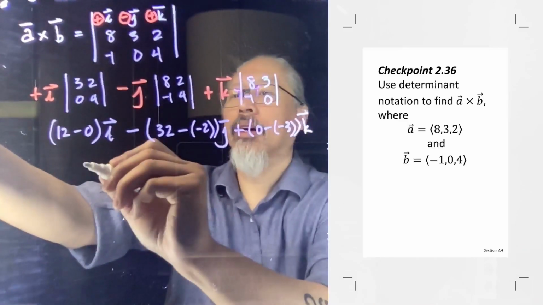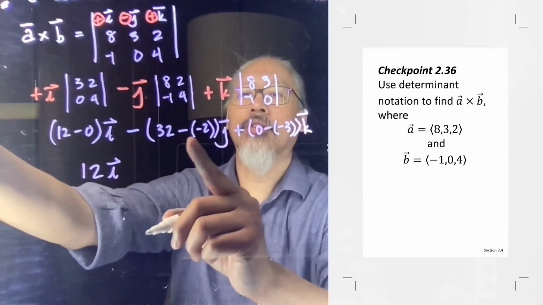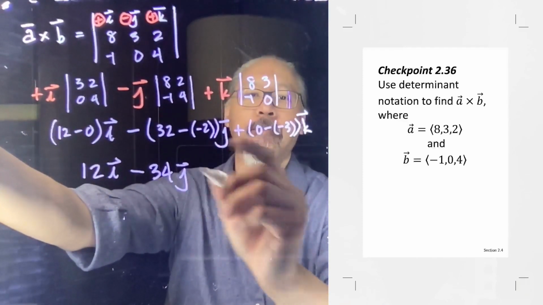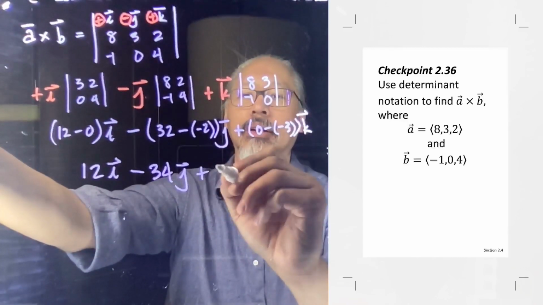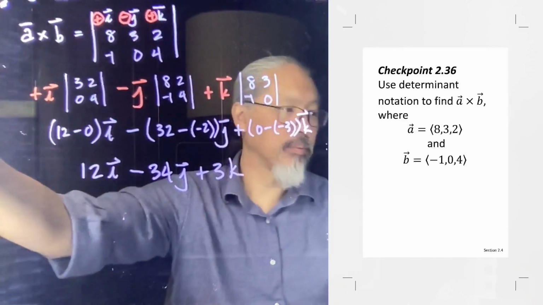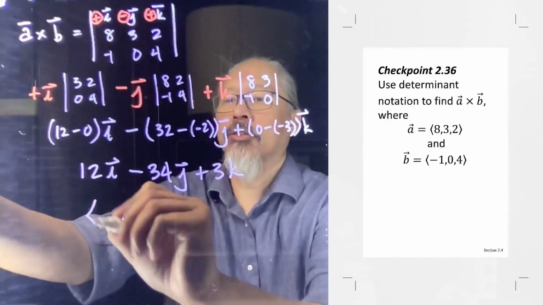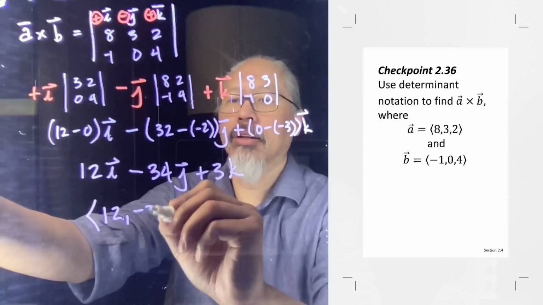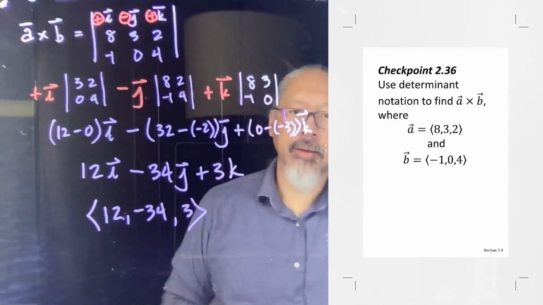And then we just simplify. We got 12I, and then this is going to be 34 with a negative, and then this is going to be negative of negative, so +3 in the K direction. Okay, we could be good with this. If we want to write it in component form using our other vector form, we have 12, -34, and +3. Okay, I hope that helps.